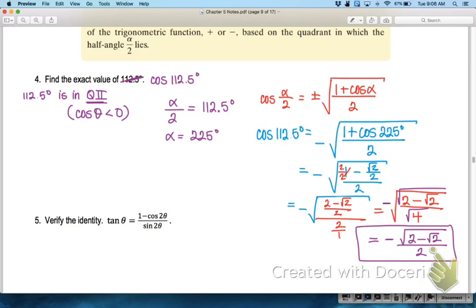But that is the exact value. Could you get a decimal and approximate that? Absolutely. But so could your calculator. You could just put in cosine of 112.5. But we want the exact value, not the decimal approximation. That is your answer. It's ugly, but that's your answer.